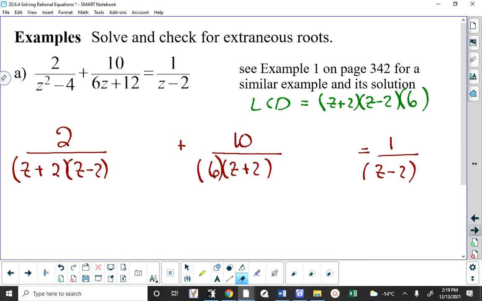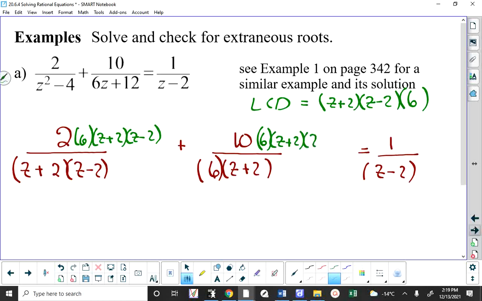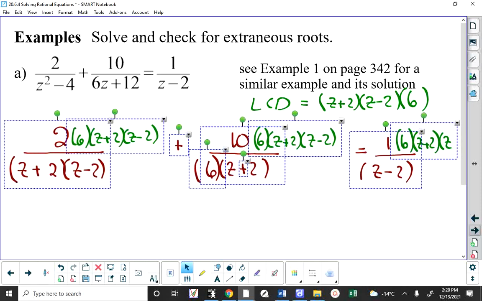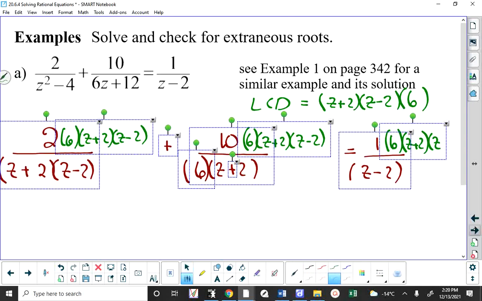I'm going to multiply every piece of that equation by the common denominator. I'm going to multiply the first fraction by 6 and z plus 2 and z minus 2. I'm going to multiply the second one by 6 and z plus 2 and z minus 2. And I'm going to multiply the third one by 6 and z plus 2 and z minus 2. Not quite enough room.